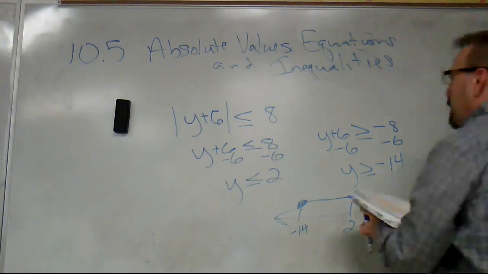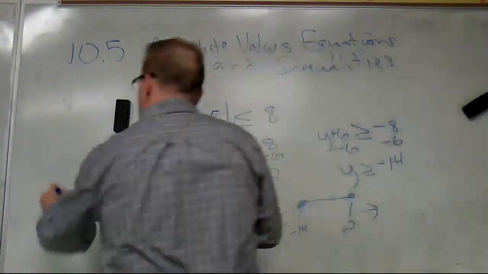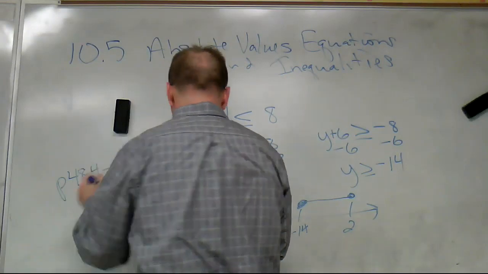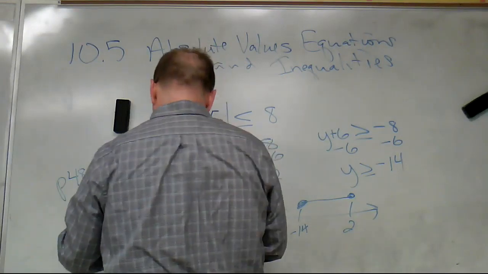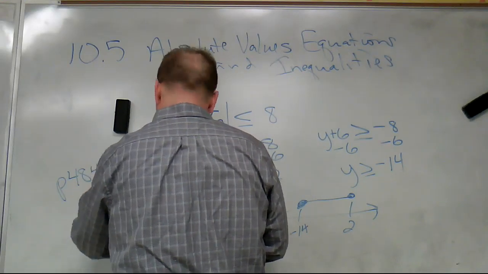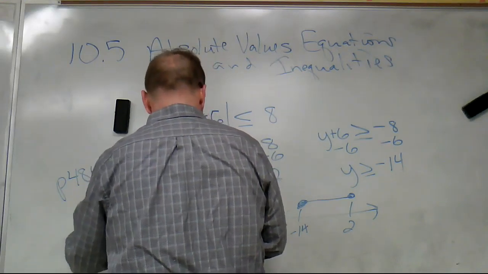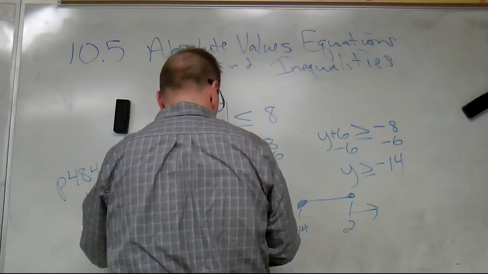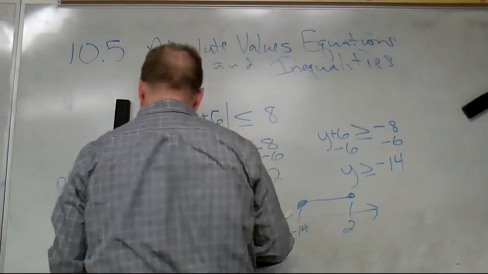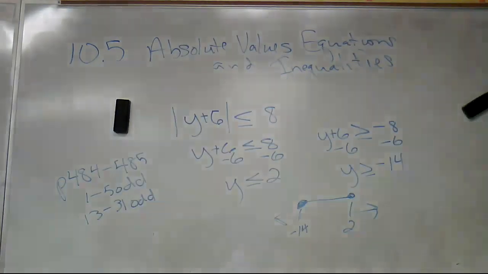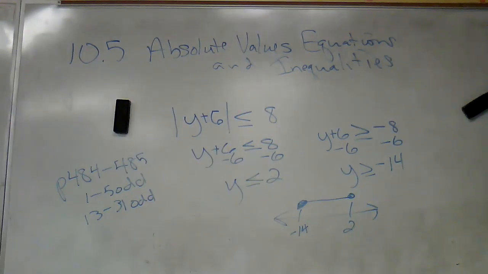So on page 480, 485. We've got 1 to 5 odd, and then 31 odd, 484, 485.